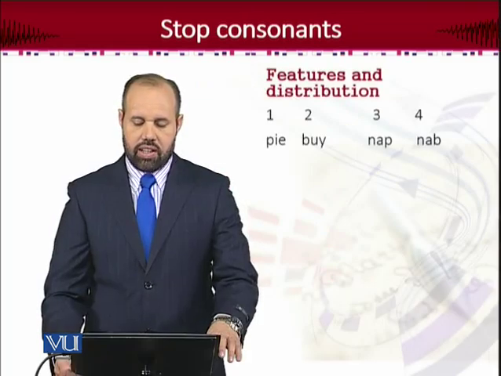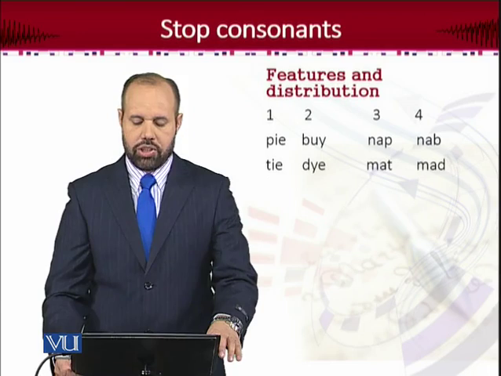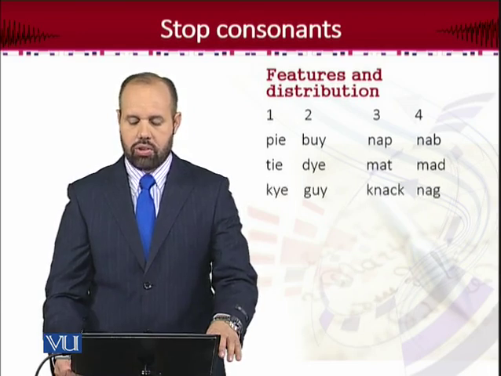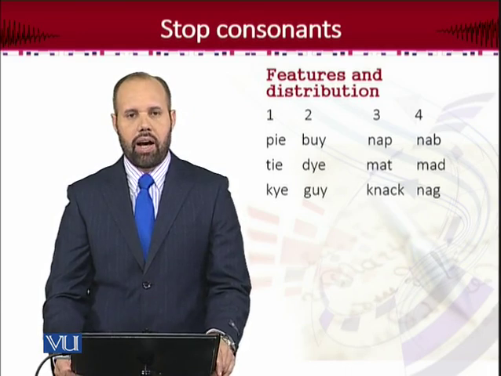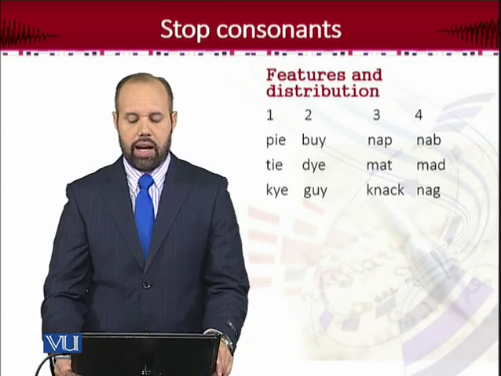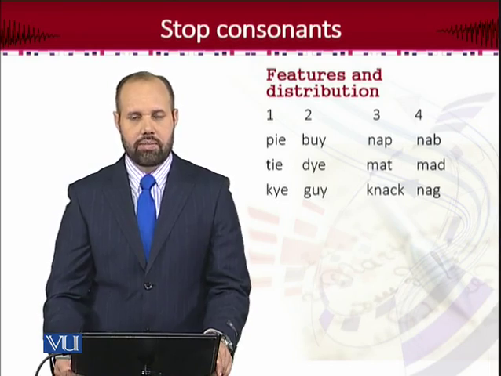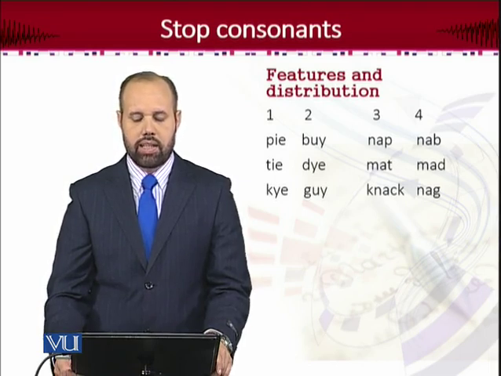About the features and the distribution of stops, let me show you 4 columns, and if you just go through them, in the first column, pee, tea, and key, and in the second column, bee, dee, guy. So think about the variation. What variations are there in these 2 columns? In the first column, the voiceless sounds are there in the initial position, in the beginning of the syllables, like p, t, and k. And in the second column, b, d, g, the voiced counterparts are given.